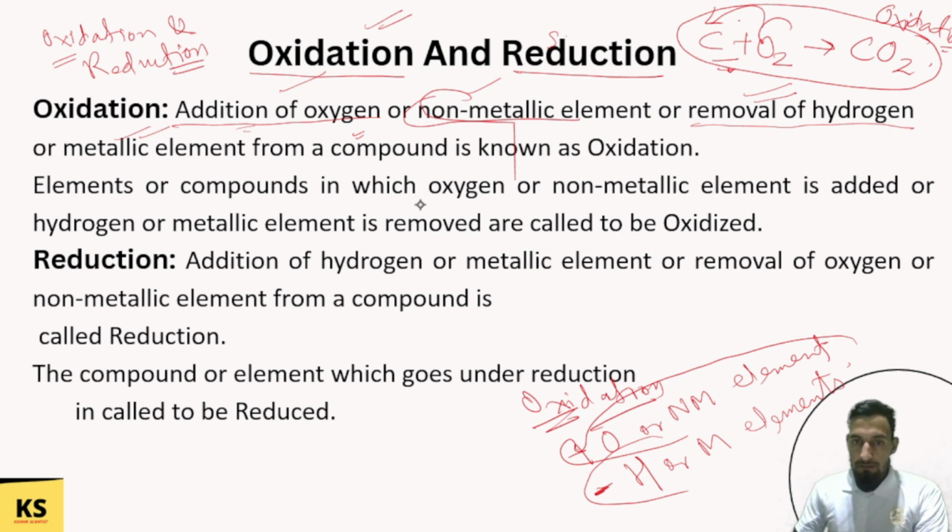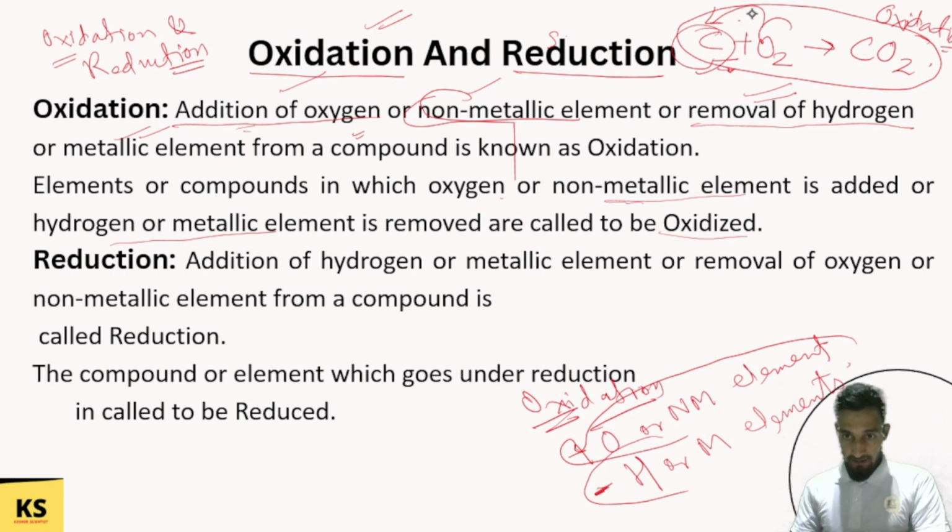Elements or compounds in which oxygen or a non-metallic element is added, or hydrogen or a metallic element is removed, are said to be oxidized. The starting elements to which the reaction occurs, to which the addition of oxygen or non-metallic element, or the removal of hydrogen or metallic element occurs, these elements are said to be oxidized. This was the basic definition of oxidation.